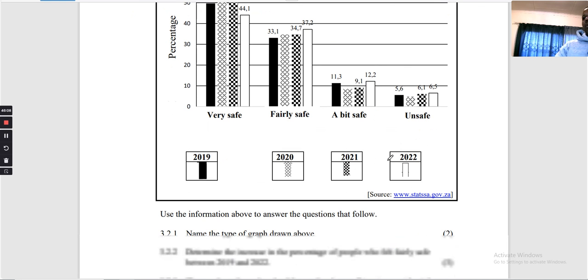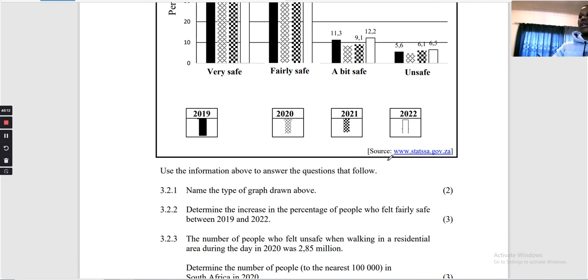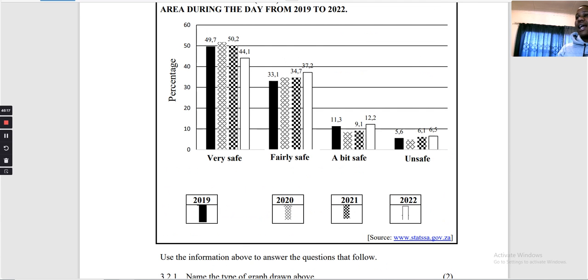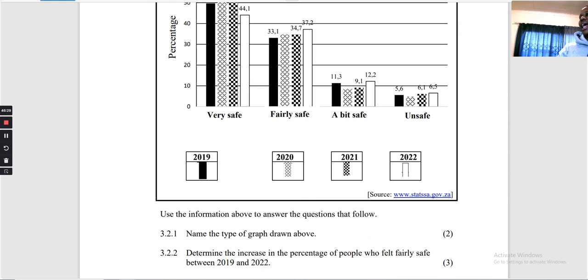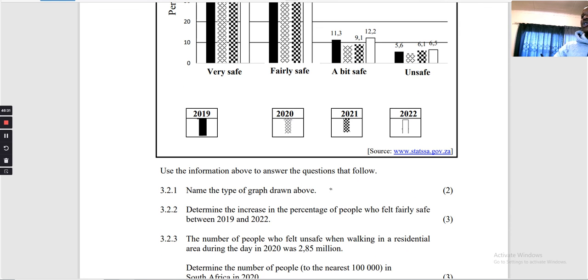Let's go to the question. Name the type of the graph given. Okay, the type of the graph here, because it's a bar graph, but now it's not just one bar graph. If you look at this graph, how many are they? 1, 2, 3, 4. So we can no longer say this is a bar graph or a double bar graph. If there are more than 2, you say this is a multiple bar graph, because there are many.